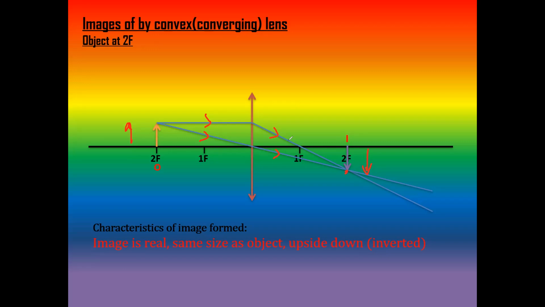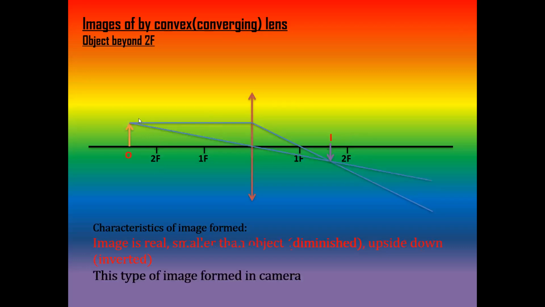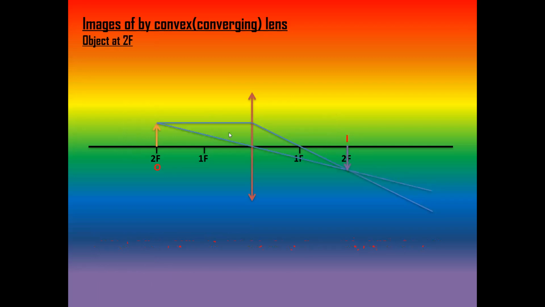So there are fixed positions. If the object is after 2f, as you can see in the previous one, the image forms between f and 2f. But if the object is at 2f, the image will form at 2f.